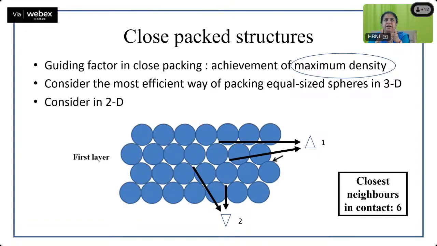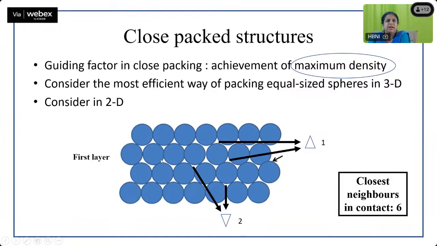Okay. Now that is the biggest criteria. So once you have achieved 2 dimensional packing, then consider the most efficient way of packing equal size spheres in 3 dimensions. Okay. Now let's just try to understand whatever I talked about. Let's say you have equal size spheres. If you want to arrange them so that they can have maximum density, this is how you will arrange them.